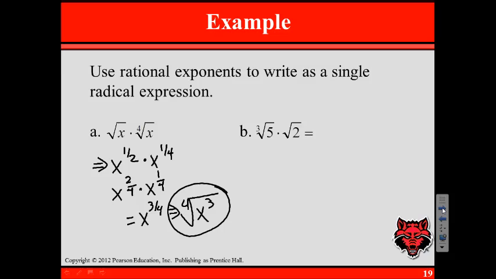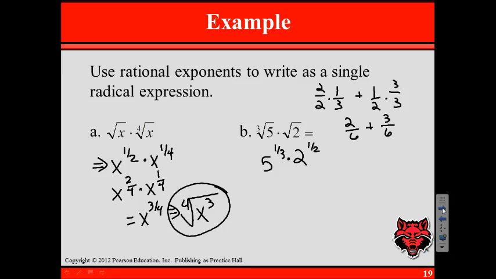We can do the same thing with the numbers in the next expression. The cube root of 5 is 5 to the 1/3 times the square root of 2, which is 2 to the 1/2. We get common denominators with 1/3 and 1/2. The LCD is 6, so we multiply by 2 over 2 in the first fraction, 3 over 3 in the second fraction, and that gives us 2 over 6 plus 3 over 6.